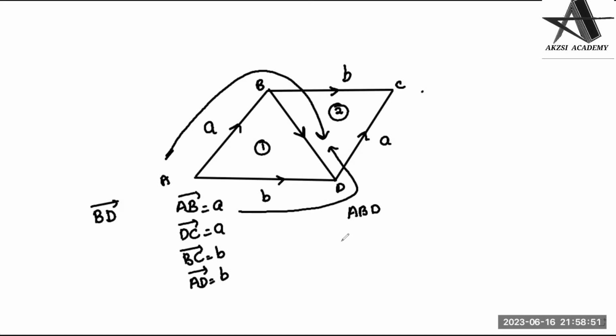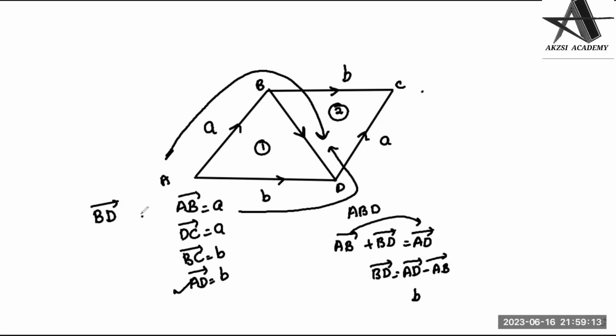So in triangle ABD, vector A to B plus vector B to D is equal to vector A to D. I want to calculate vector B to D. So on transposing, vector A to D minus vector A to B. Vector A to D is B and vector A to B is A. So finally vector B to D is B minus A. This thing is used when they have given some midpoint or something.